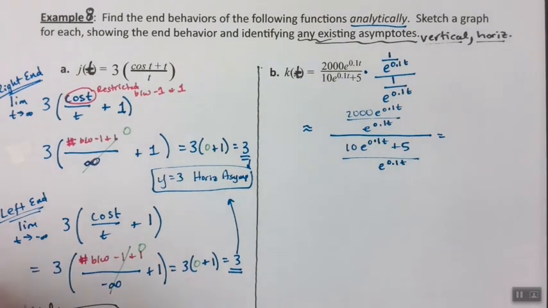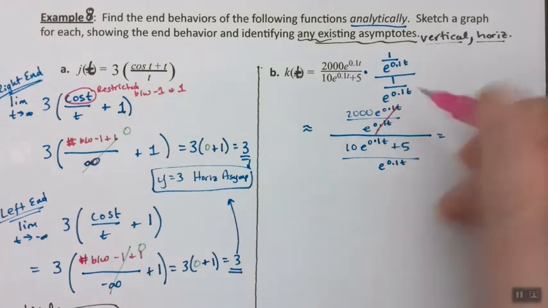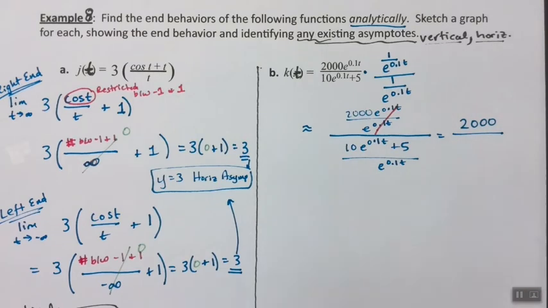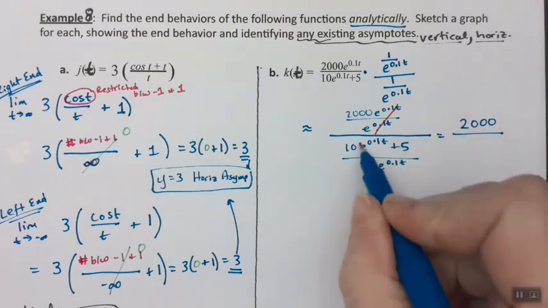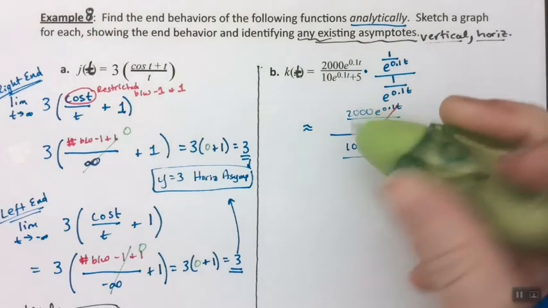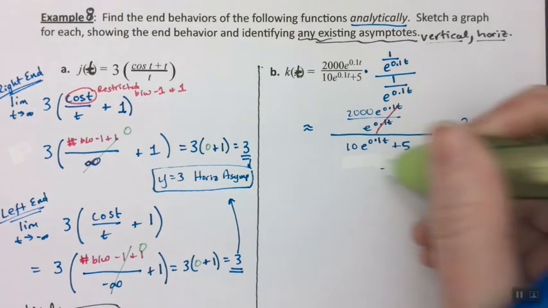Okay, well up here, these are going to divide away. That just leaves us 2,000 left over in the numerator. In the denominator, these two would divide away. Here, actually, let me separate that real quick, just so you can really see it.